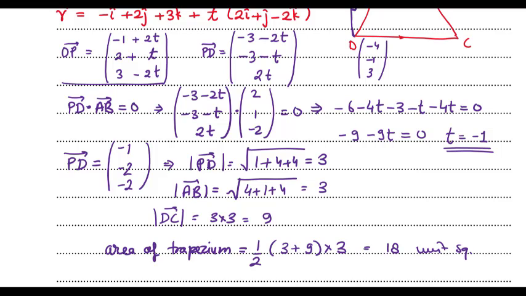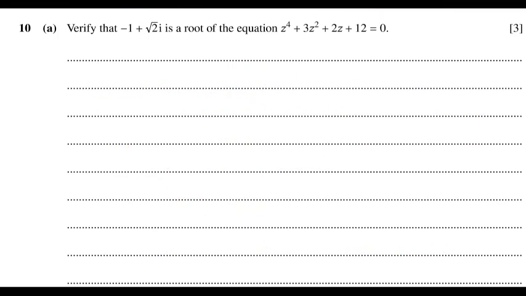I hope it is clear. And here's question number 10, which is the last question of this paper. Verify that -1 plus 2 root 2 iota is a root of the equation z power 4 plus 3z square plus 2z plus 12 equals 0. So in order to verify this, it means if we substitute the z value as this, we need to get the left hand side equals right hand side.